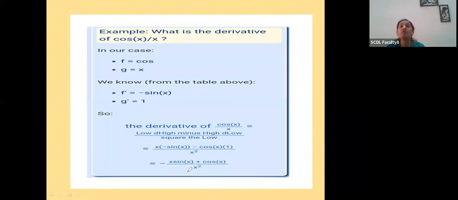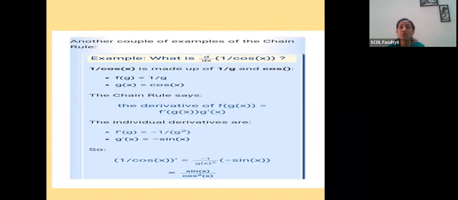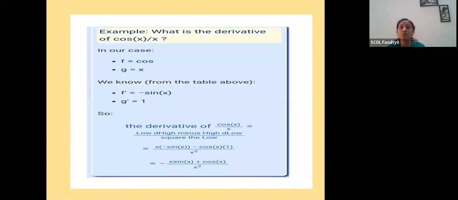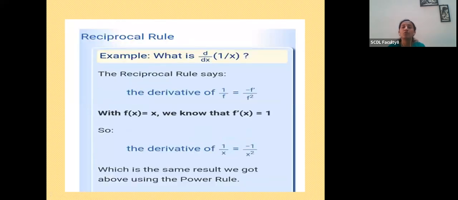Cos x upon x. Whenever we have to find the derivative of some ratio, go with the quotient rule. What is mentioned in the quotient rule? dy by dx of f upon g. First of all, take the derivative of the numerator, minus the derivative of the denominator, upon g square. Like this way we have to solve.